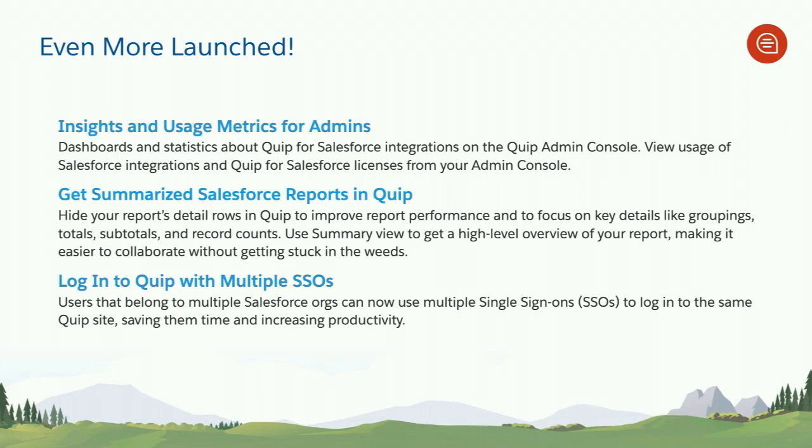So here's just a few of the other things that we launched in 224, sorry. We have insights and usage metrics for admins, which is, I think, really exciting for a very small subset of people. And so I'm super stoked to lean on this and build it out a little more in the future. Summarize Salesforce reports inside of Quip, logging into Quip with multiple SSOs. I think that's actually really super useful, and being able to support multiple different Salesforce accounts with live apps is, I think, a game changer.